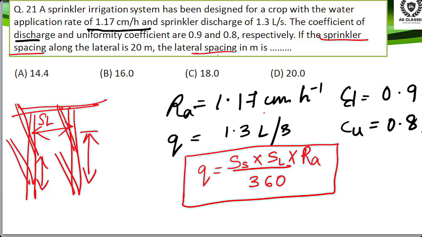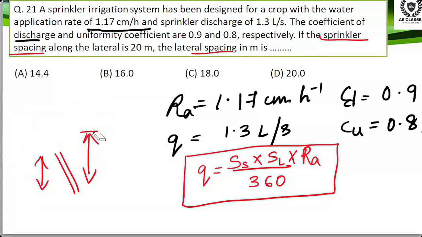So if you put this value, this is a very simple equation, you just have to remember the formula. This is a very simple, easy problem, and I think if you remember this formula, you will be able to solve it very easily, because this is a direct formula question, right? So just put the values and try to solve the problem.